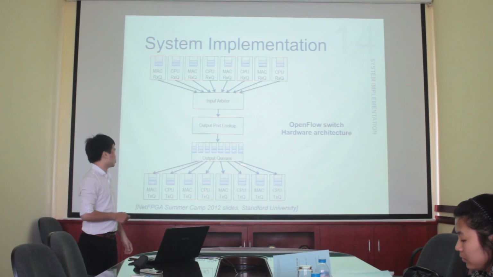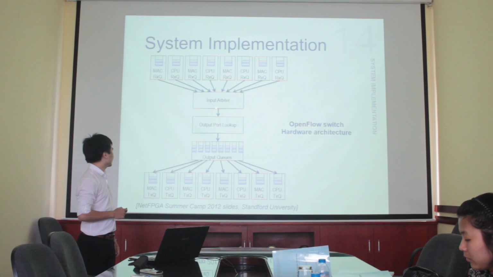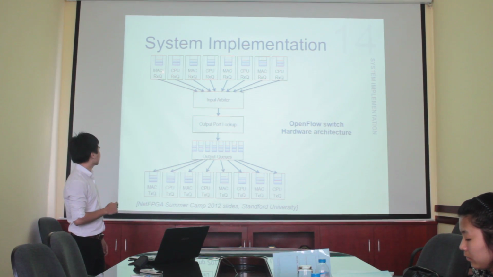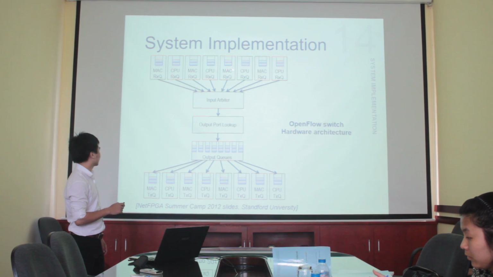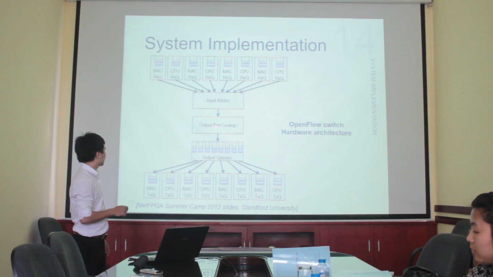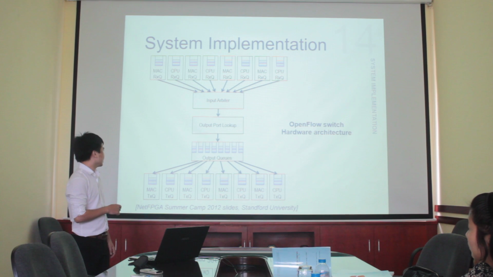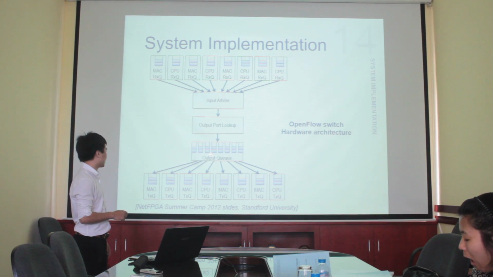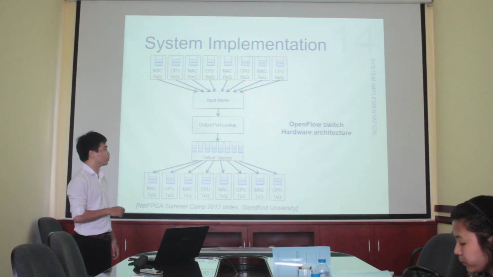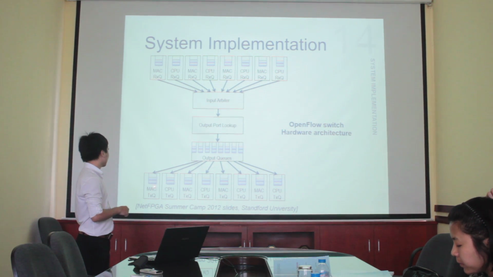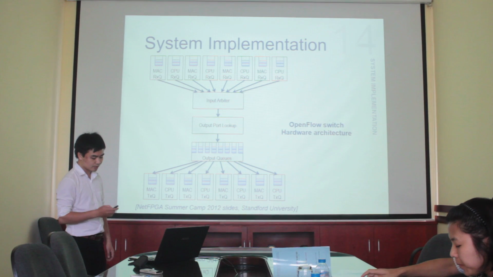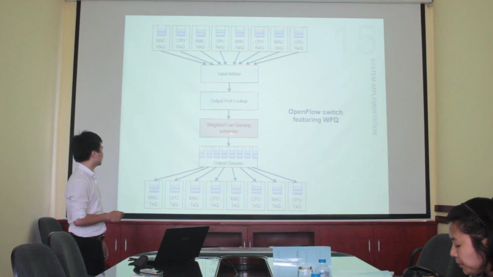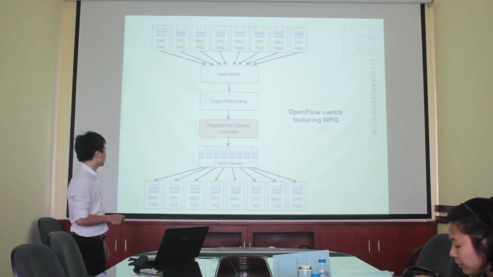Here is an overview of the OpenFlow suite. The OpenFlow suite has 3 main blocks. The first block is the input arbiter, which is used to select the packet from one of the input ports, and then forward it to the output port lookup. Then the output port lookup finds out the destination of the packet and sends it to the output queue. Next, the output queue transmits the packet to the corresponding output port. The input of my team is placing the scheduler between output port lookup and output queue.